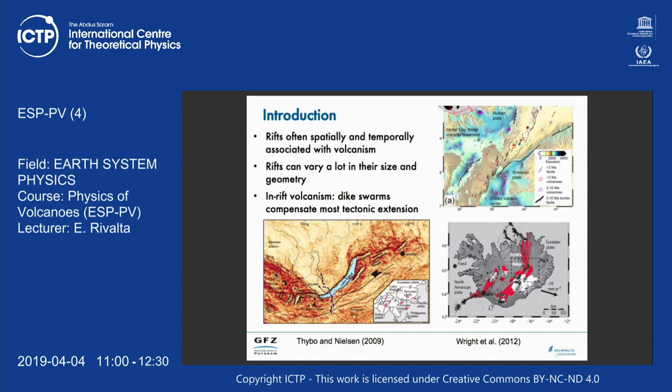On the contrary, if you look in Iceland, magmatism is really, the vast majority is in the rift. So why do you have these differences, and why do you have volcanoes so much in the rift?